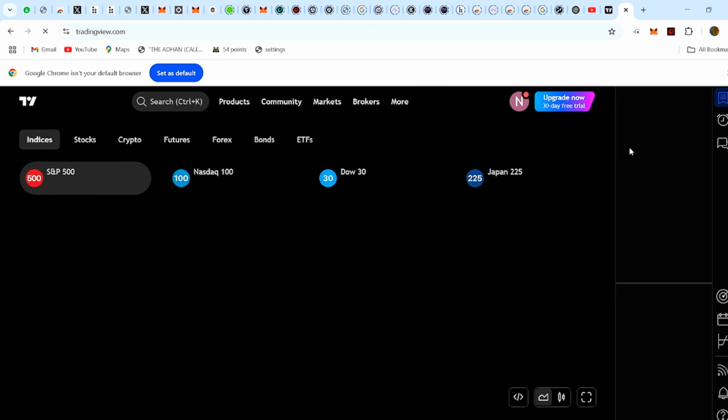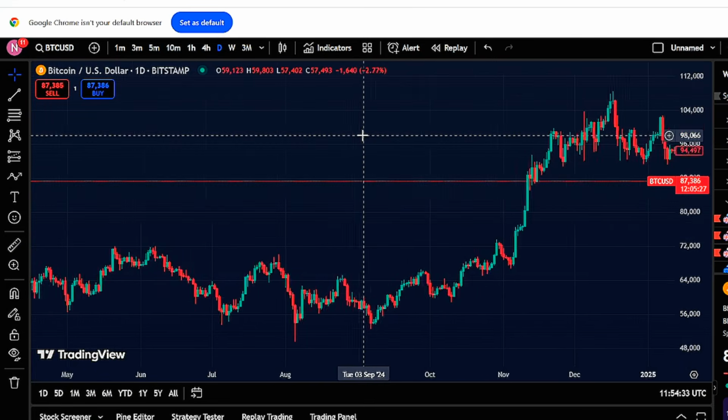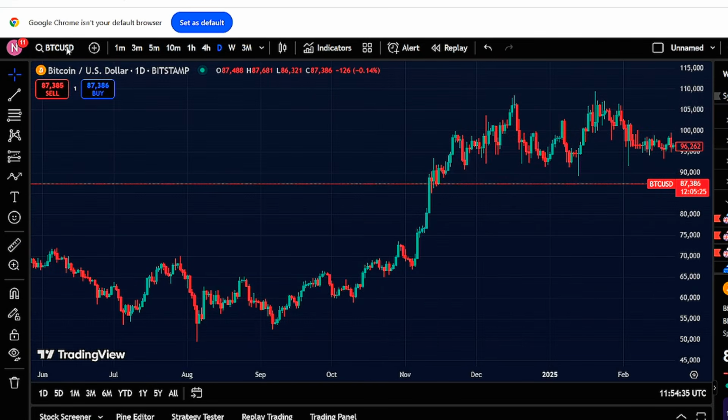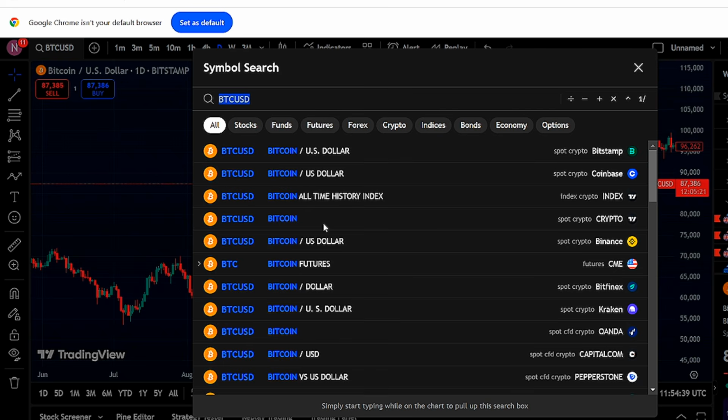Once you're on TradingView, I'll head directly to the chart section. I'm currently on the chart section of TradingView, and if I click on this button right here, you'll notice that I can look up any pair, guys. I can look up forex pairs, I can look up stock pairs, but for this video's purpose, we're going to be looking at crypto pairs.